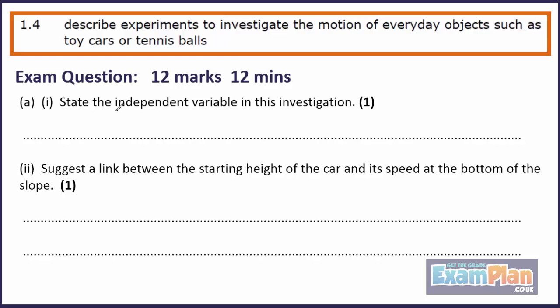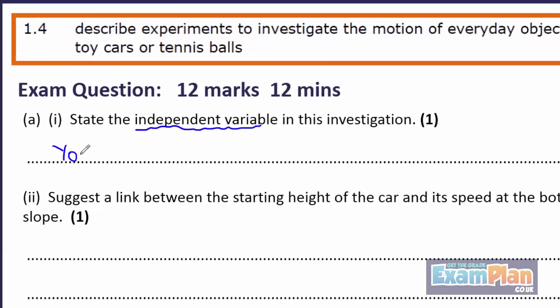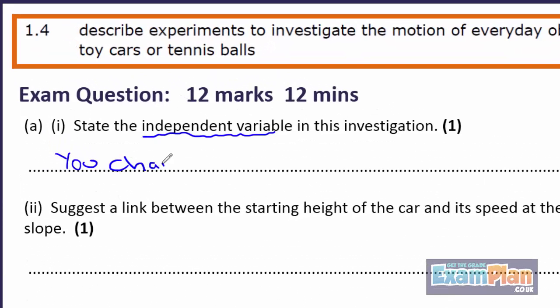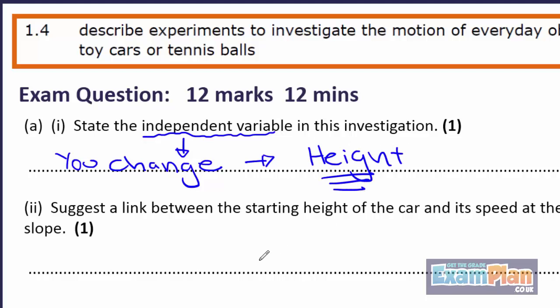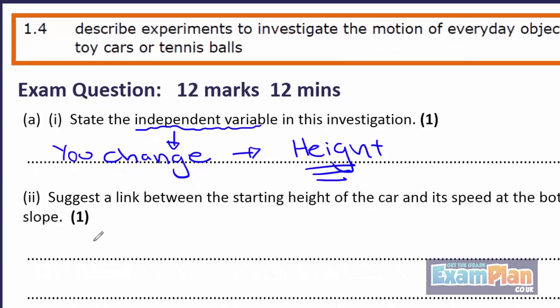Part A. State the independent variable in this investigation. The independent variable is the variable that you change during the investigation. The student wants to find the link between height and the speed at the bottom of the slope. So, they must be changing the height, and therefore this must be the independent variable.